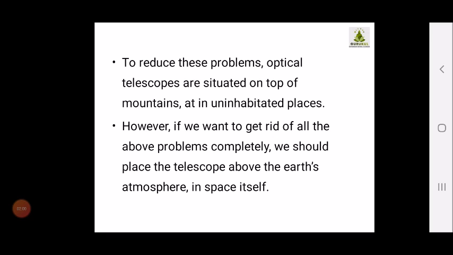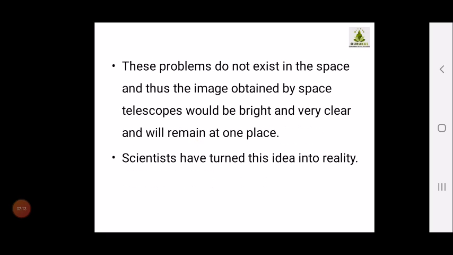However, if we want to get rid of all the above problems completely, we should place the telescope above the Earth's surface, above the Earth's atmosphere, in space itself. These problems do not exist in space, and thus the image obtained by the space telescopes would be bright and very clear and will remain at one place. The scientists have turned this idea into reality, and in your upcoming videos you will be studying about the telescopes in space.